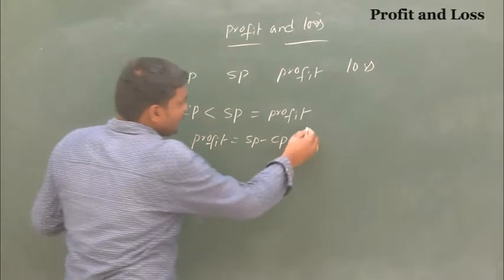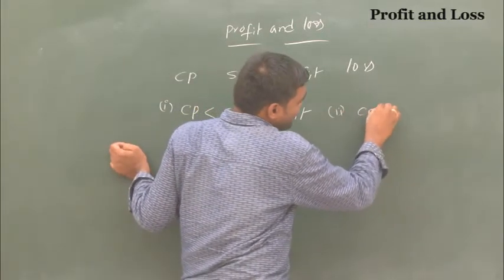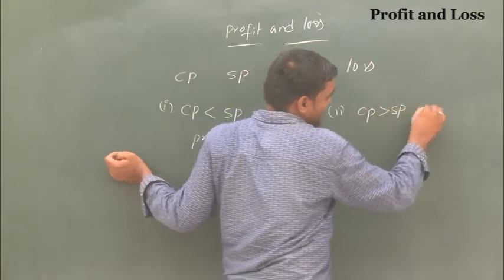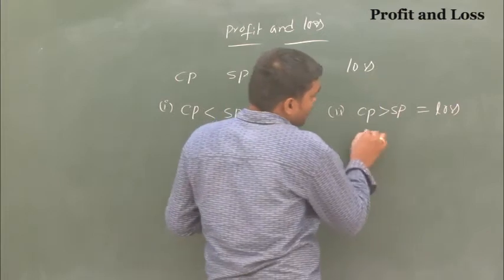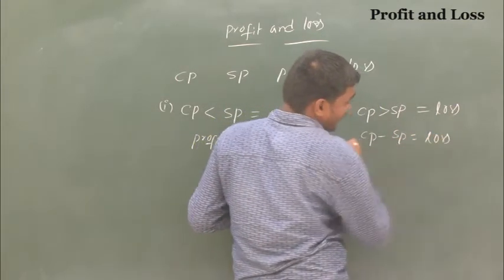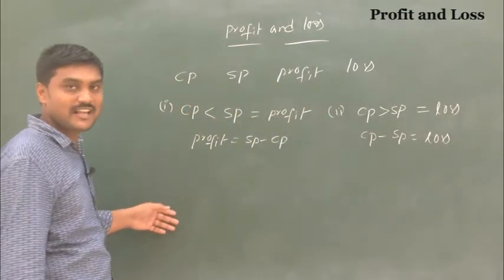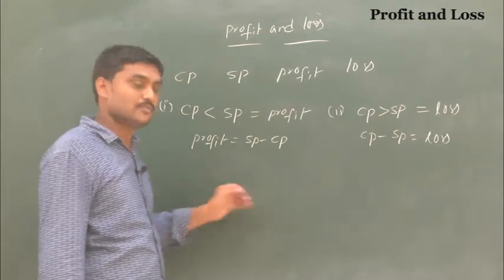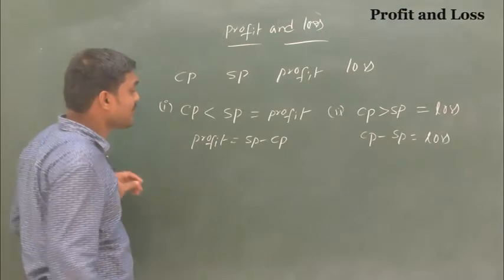The second point: if cost price is greater than selling price, it gives a loss. Cost price minus selling price equals loss. Profit or loss percentage is always calculated on cost price only.